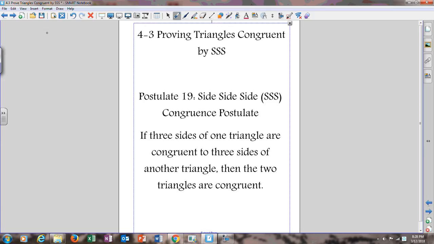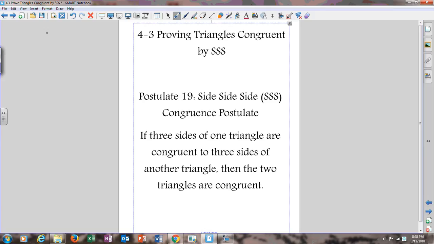Okay, get out your notebooks. 4.3, proving triangles congruent by side, side, side. Now, up to this point, we have had to show that everything is congruent based on the fact that all the parts were congruent. Now we're learning a new postulate.